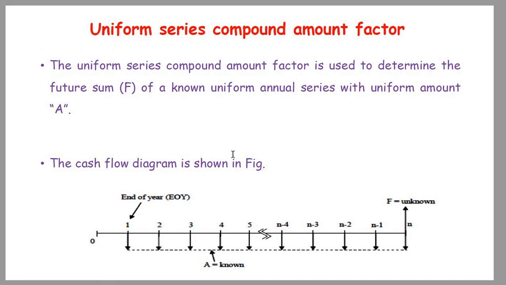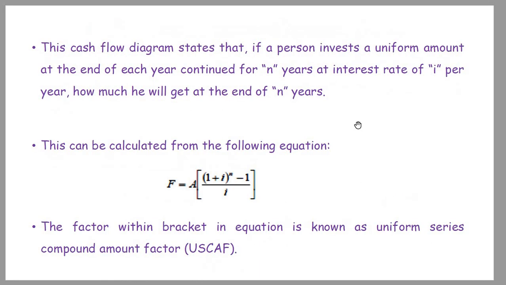Next is the uniform series compound amount factor. Here the uniform series compound amount factor is used to determine the future sum F of a known uniform annual series with the uniform amount A. That is, here we calculate the final end amount if I invest a certain same amount at a regular interval.